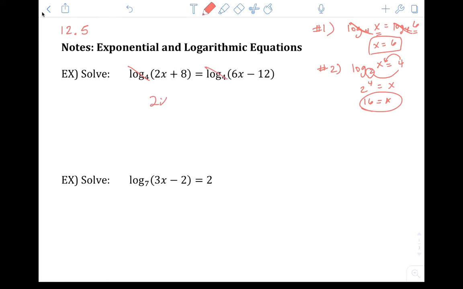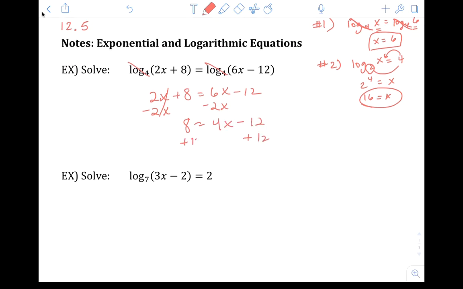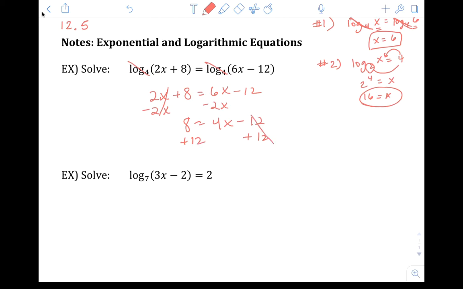This is algebra 1. 2x plus 8 equals 6x minus 12. We'll subtract the 2x's. We will add 12. So 20 equals 4x. And x equals 5. You do need to check your answers, but it's very simple to do the check.